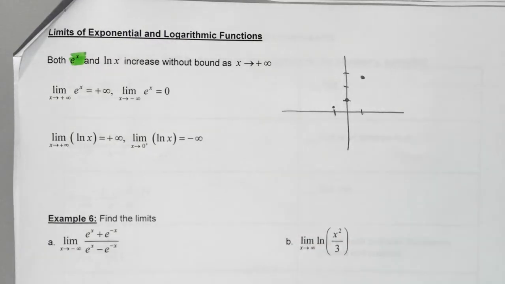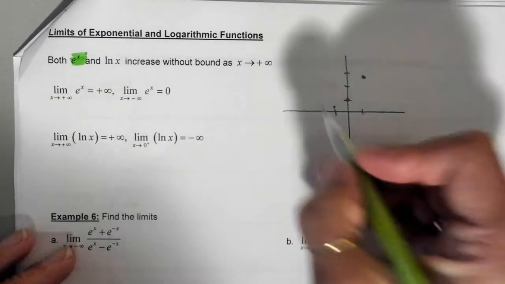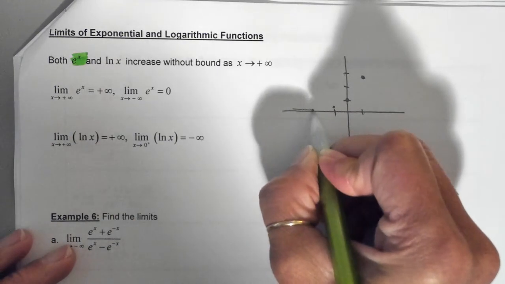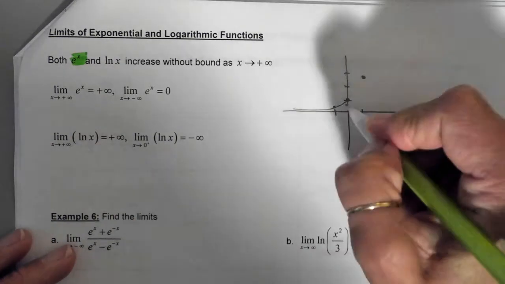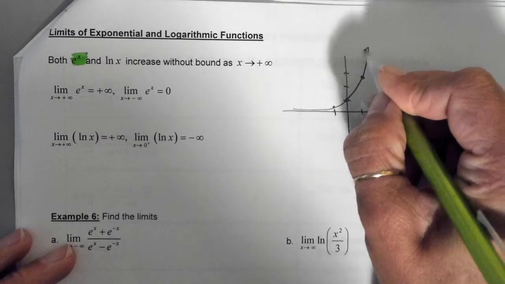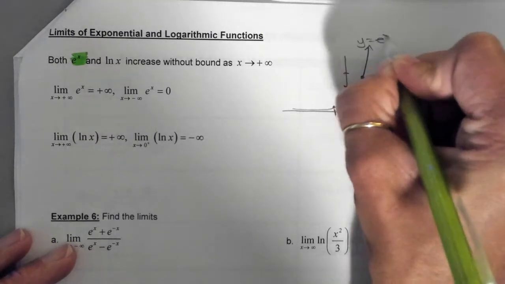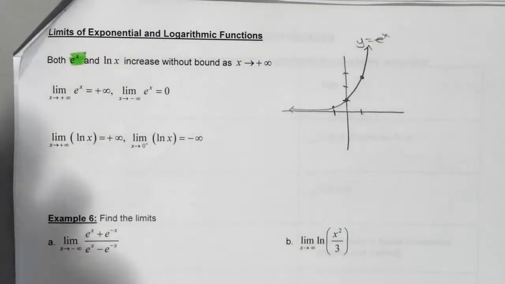So we have 3 points. We can kind of figure out what the graph is doing. It goes like this, right? This is y is equal to e to the x. So this is my graph right here.